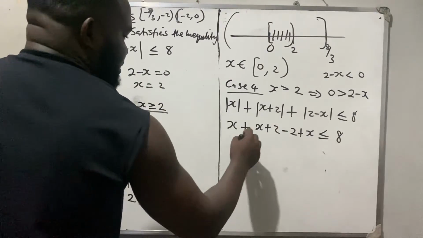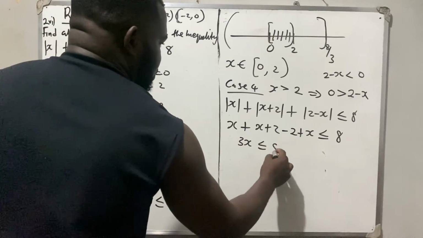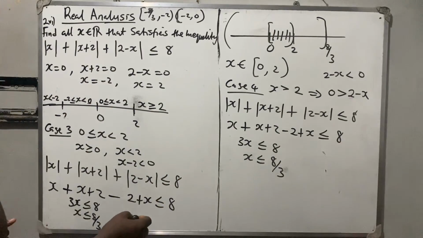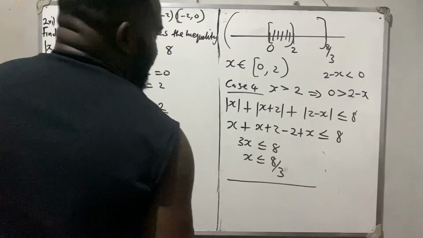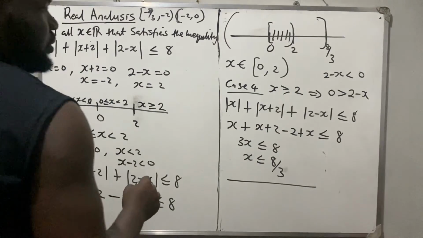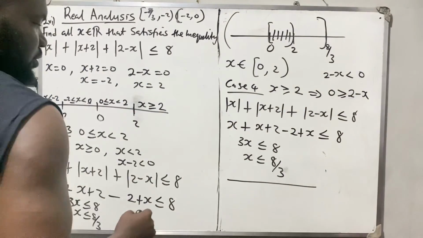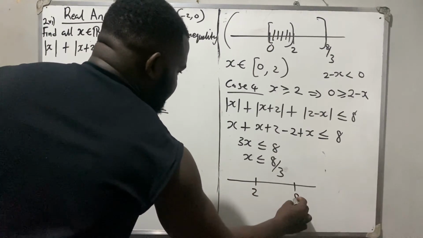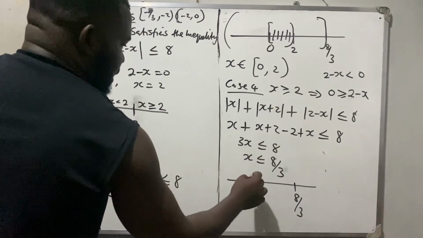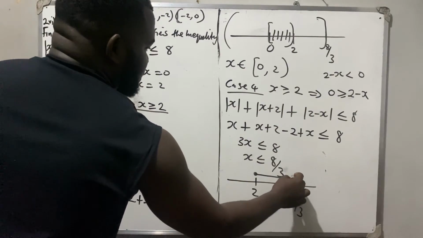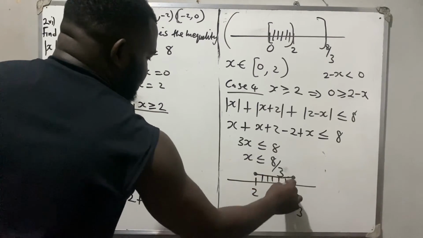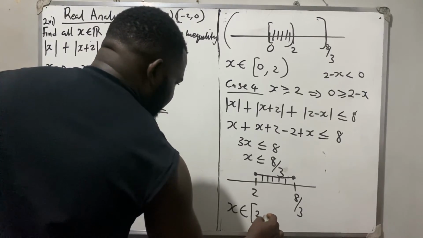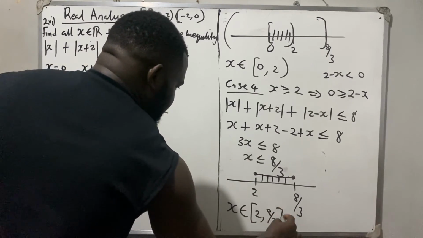So this and this is gone. I'm still having that 3x is less than or equal to 8. So therefore, x is less than or equal to 8 over 3. So if we draw it to see how it will look like, we draw it. We have just there is equal to here, sorry. So we have just our 2 here, and then we have our 8 over 3. So for this one is shaded coming this way. This one is equally shaded coming this way. So this is the intersection. So for here, I have x is an element of a closed interval of 2, 8 over 3 closed interval.